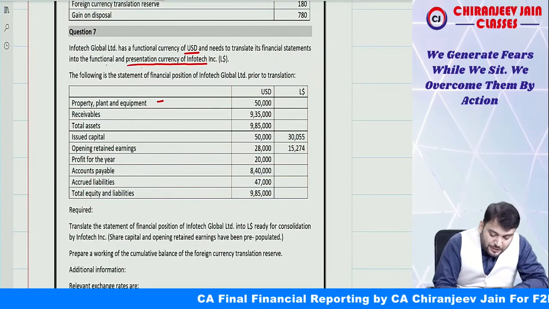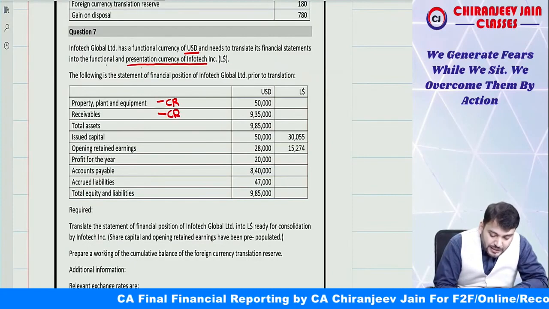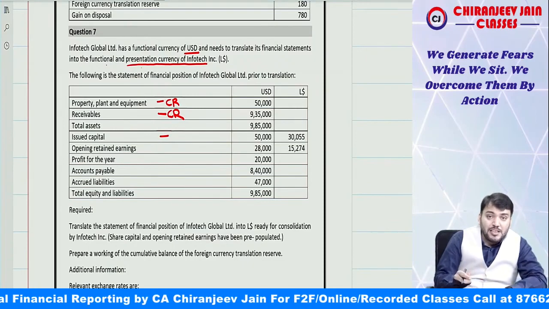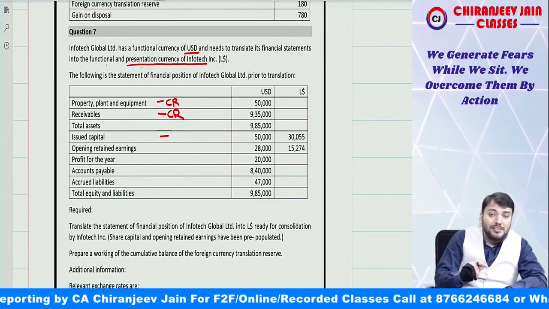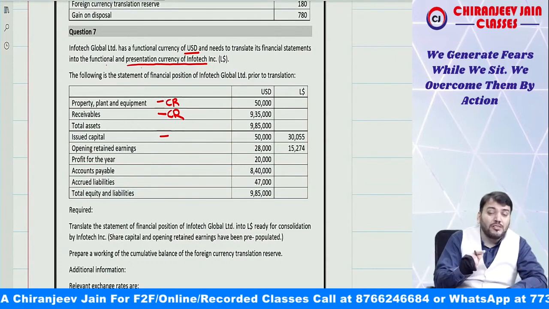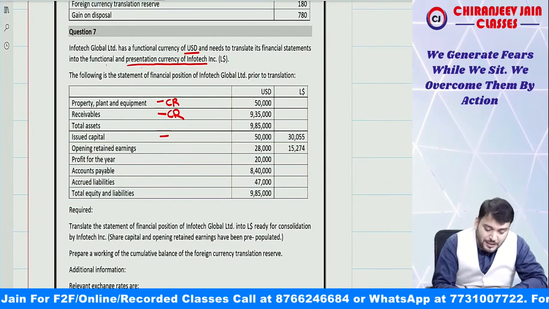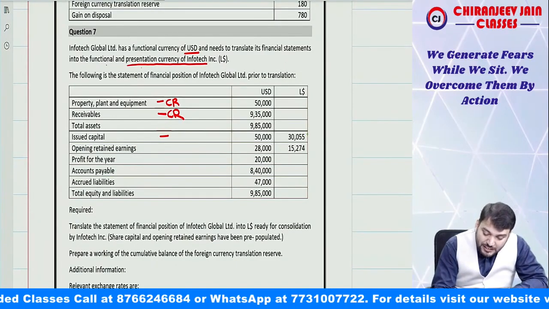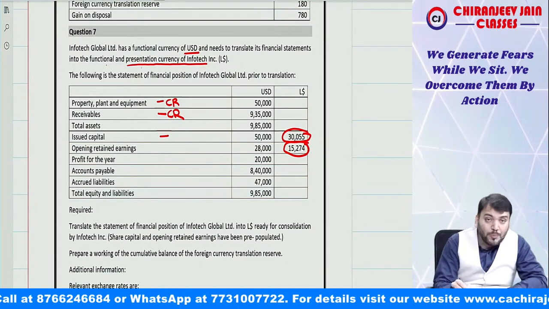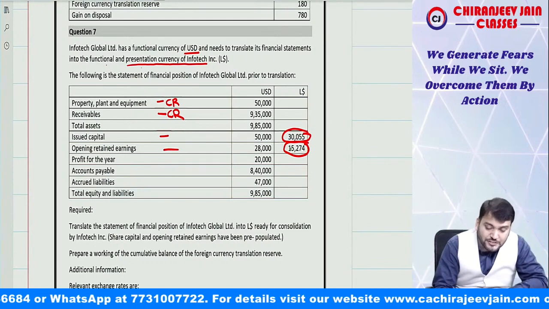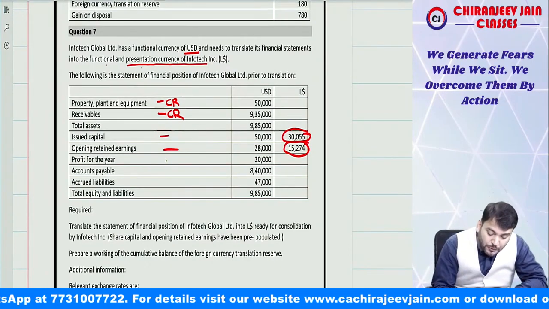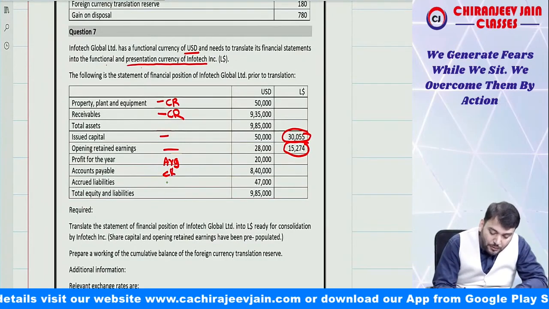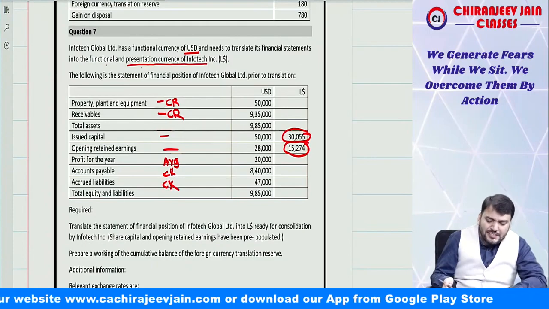So can I say PPE by using closing rate, receivable closing rate, correct? Issued capital will be translated by using the exchange rate on the date of acquisition or on the date of transaction, whatever is given. Opening retained earning, the translated amount is already given. Profit for the year, can I say average? Account payable closing, accrued liability closing. So translation can be done easily.